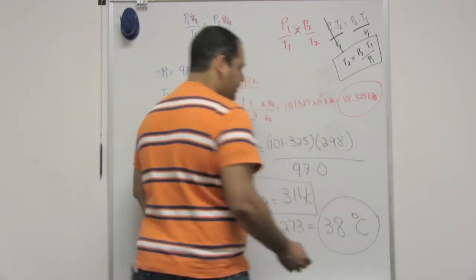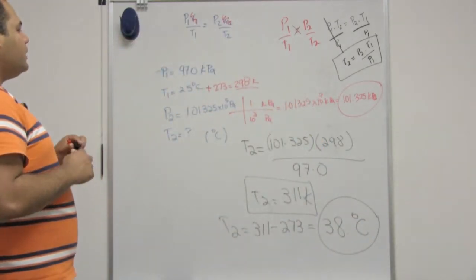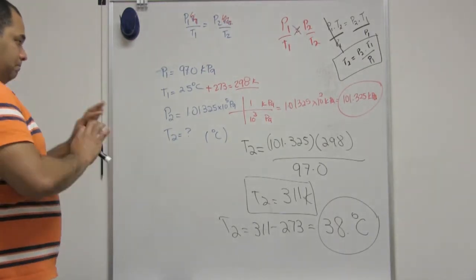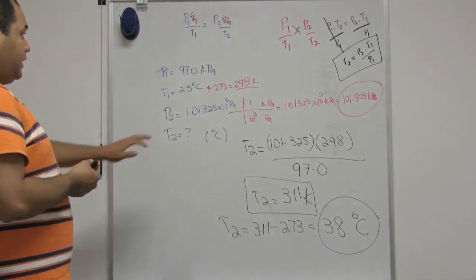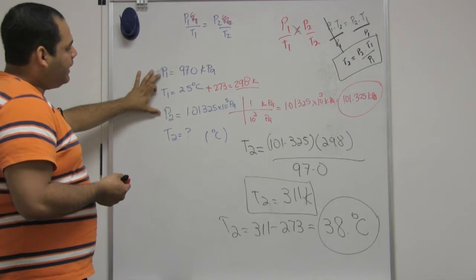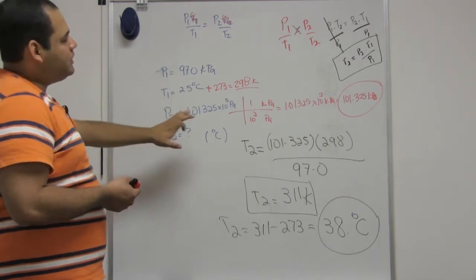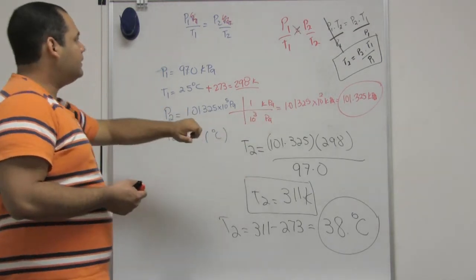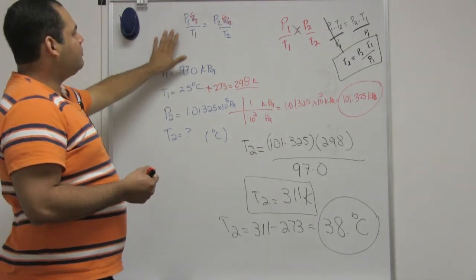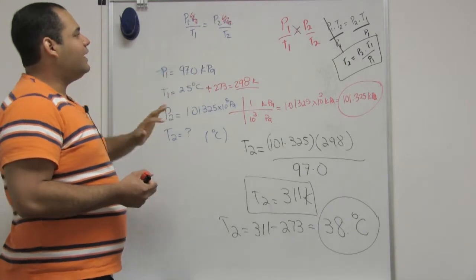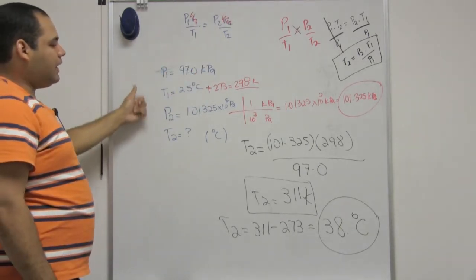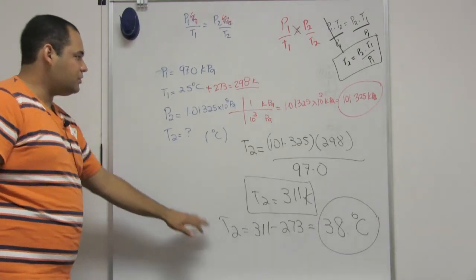Celsius. So for this particular problem, even though the question asked me to find the final temperature in Celsius, I need to convert everything to Kelvin. I need to make sure that the pressure units are matching. This is why I converted everything to kilopascal. I know that I'm talking about Gay-Lussac's law, so P1 over T1 is equal to P2 over T2. I know that in this particular case, my pressure went up, therefore my temperature also needs to go up.